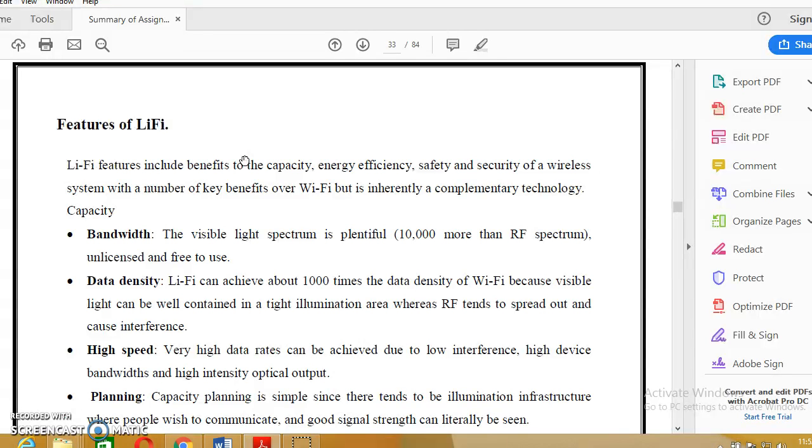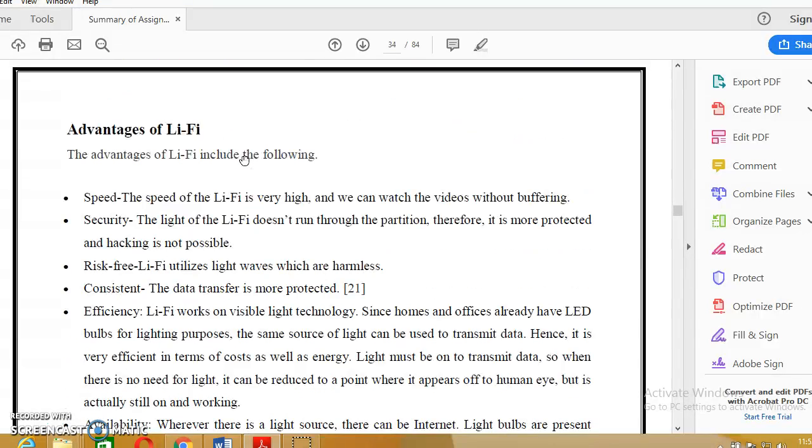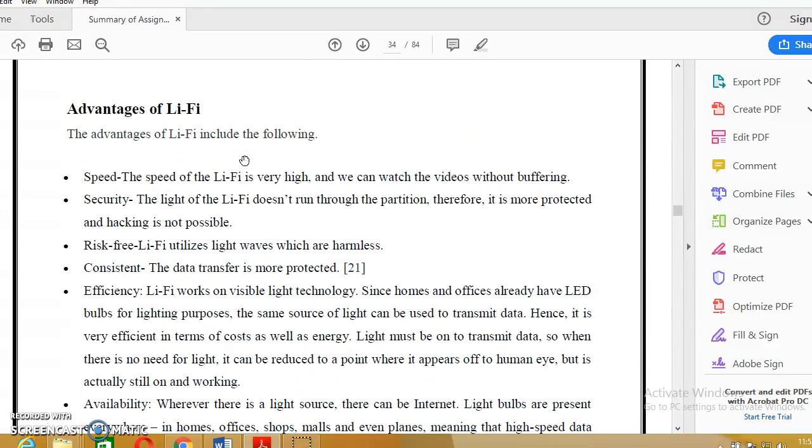Li-Fi features include benefits to the capacity, energy efficiency, safety, and security of wireless systems. There are a number of key benefits. These are the features: bandwidth, the visible light spectrum is plentiful. Data density: Li-Fi can achieve about 1,000 times the data density of Wi-Fi because visible light can be well contained. High speed: very high data rates can be achieved due to low interference and higher device bandwidth. Planning: capacity planning is simple. Environment safe, non-hazardous. Then the advantages of Li-Fi.